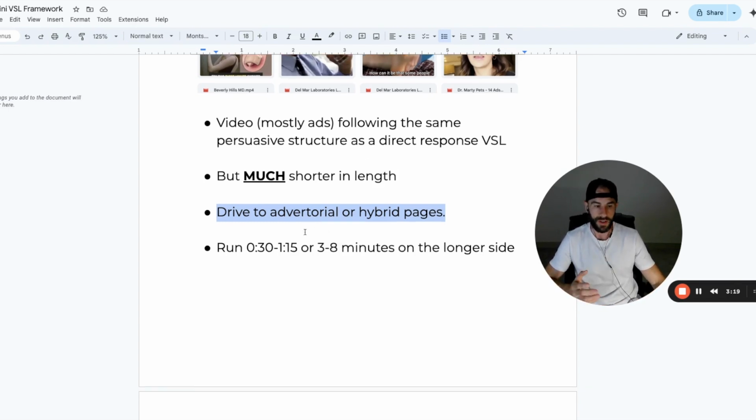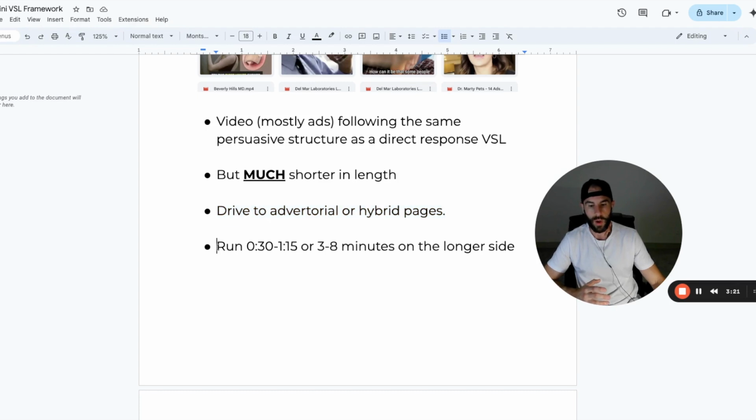So with a mini VSL, they're typically going to run about 30 seconds to a minute 15 on the shorter side, and then 3 to 8 minutes on the longer side. And if you're remotely familiar with direct response copywriting or marketing, an 8-minute VSL is nothing to most people. They would laugh at it. But I've spoken to companies that are doing $50 to $60 million a year that are in the health and fitness and supplement niche with exclusively 8 to 9 minute mini VSLs that are driving people to advertorials.